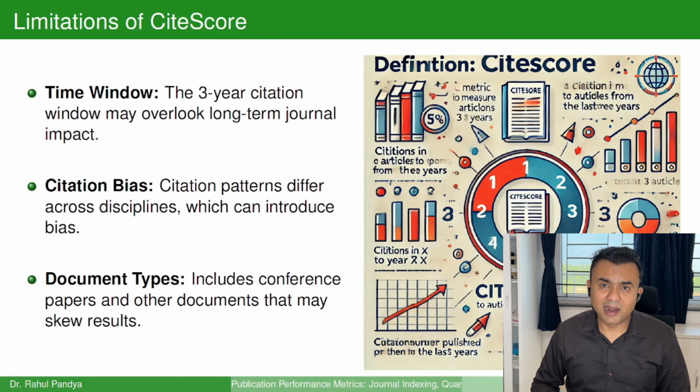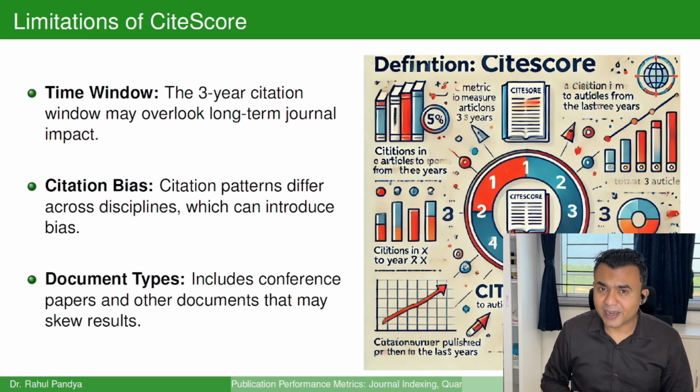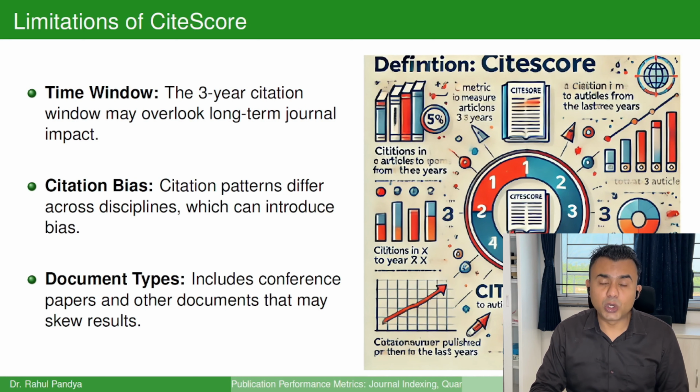However, it is still better than the impact factor, because it considers a 3-year window and gives the average over a larger span, whereas impact factor is computed across 2 years. That's the only difference between impact factor and CiteScore. And one more disadvantage could be that it includes all types of documents. It includes conference papers and many other types of documents, which may skew the results.